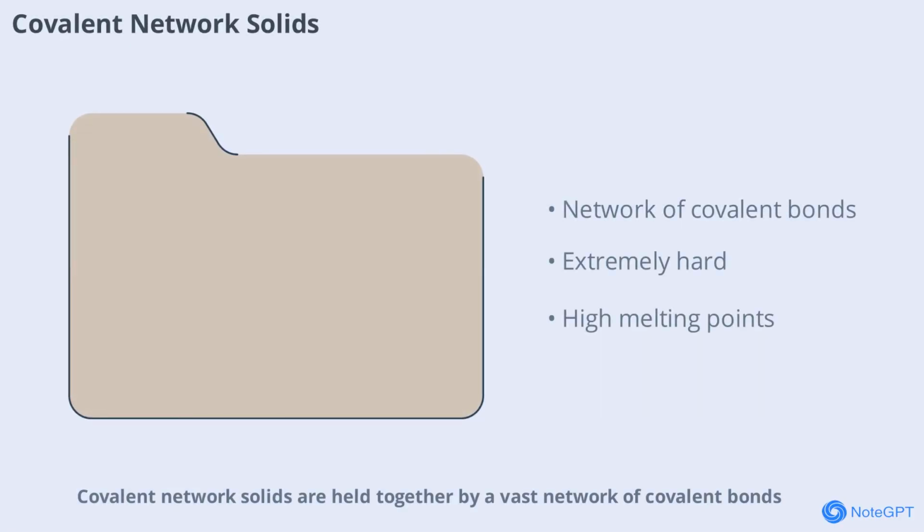Covalent network solids are held together by a vast network of covalent bonds. Diamonds and quartz are famous examples. These solids are extremely hard and have very high melting points because breaking the structure requires breaking strong covalent bonds throughout the entire solid. Their unique bonding gives them remarkable properties, such as transparency in diamonds and piezoelectricity in quartz. These materials are crucial in technology and jewelry.